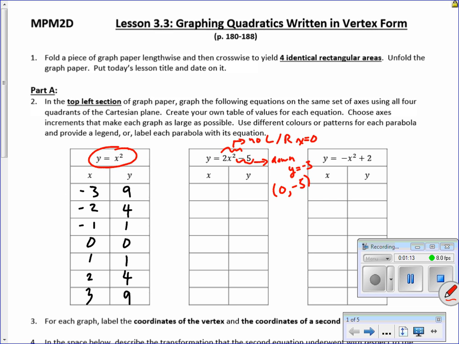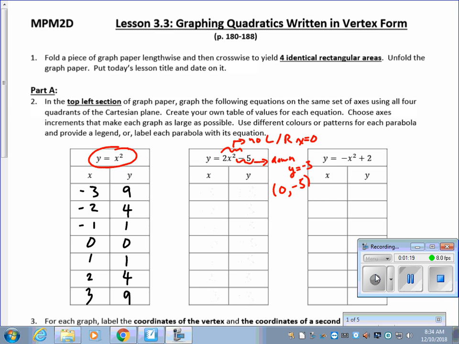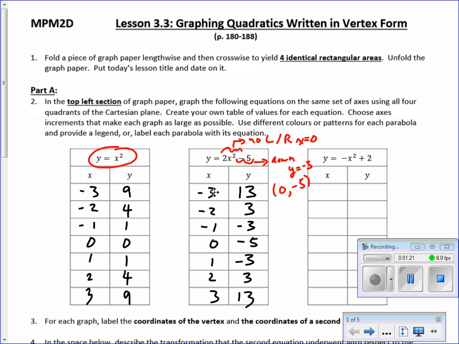So let's go and create the table for these values. And we get these numbers for our set. Now, basically, let's take a look at the next graph.